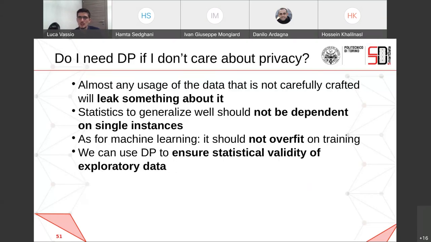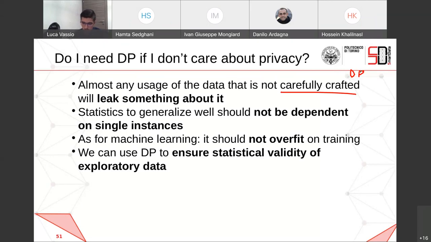So to conclude, okay, you talk a lot about differential privacy and anonymity, but why do I need differential privacy if I don't really care about privacy? I'm using an asset that is not private, so should I just not use differential privacy? Differential privacy is a toolkit. You know that almost any usage of the data that is not carefully crafted will leak something. And DP is carefully crafted. So you know that with differential privacy, it will not leak anything.